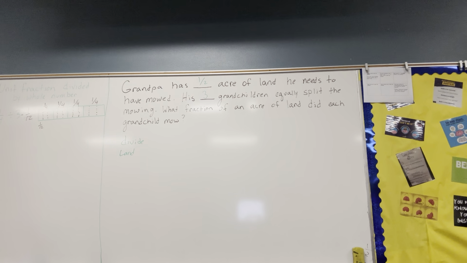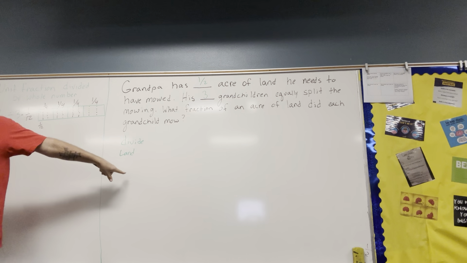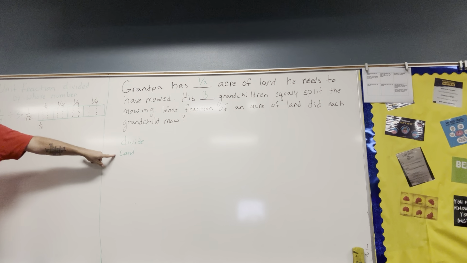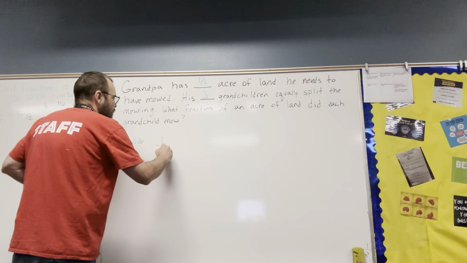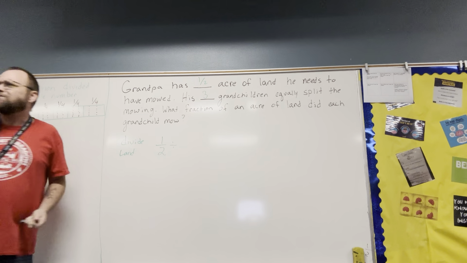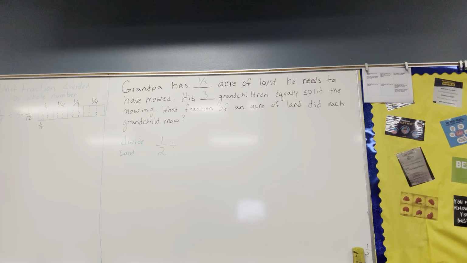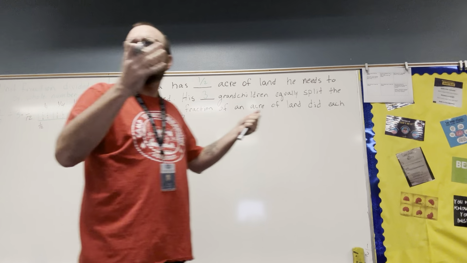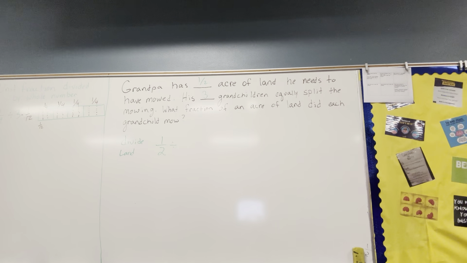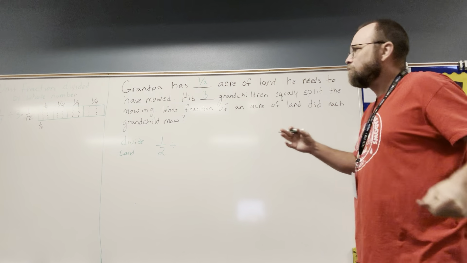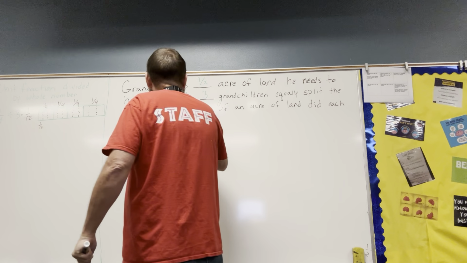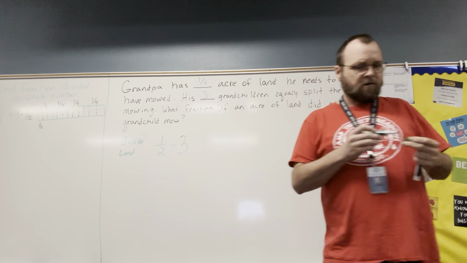So if I'm setting up my equation, according to my friend AJ, we're dividing the land. So we have 1/2. And we're dividing that by what, Journey? We're dividing that acres into how many parts? 3 parts. Because he has 3 grandchildren.